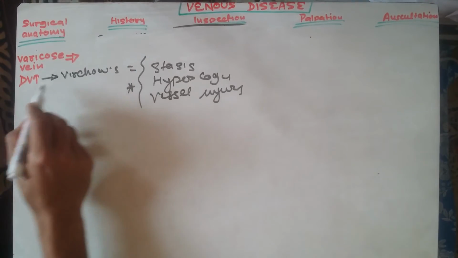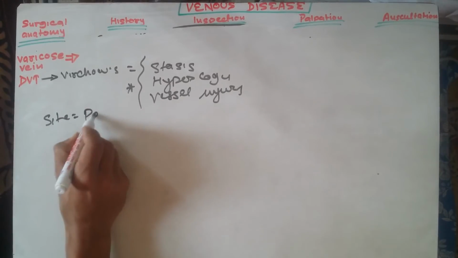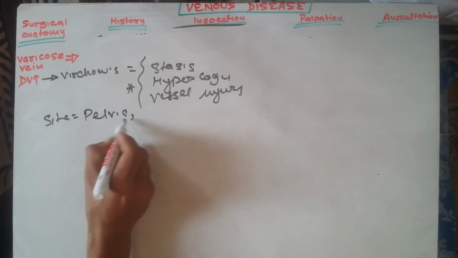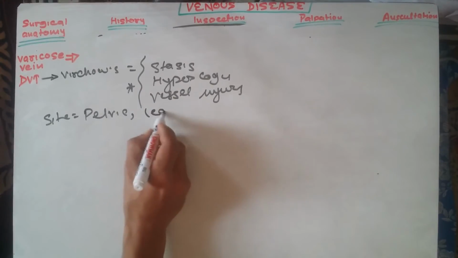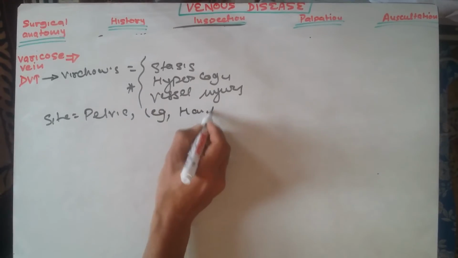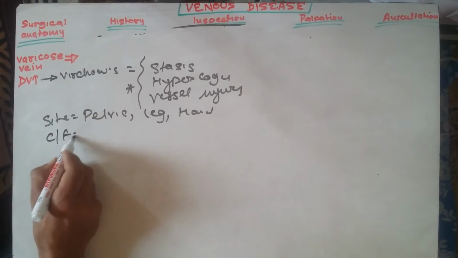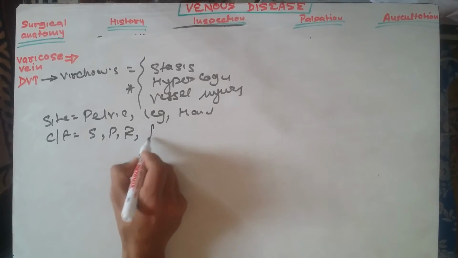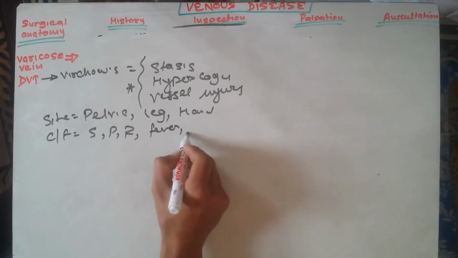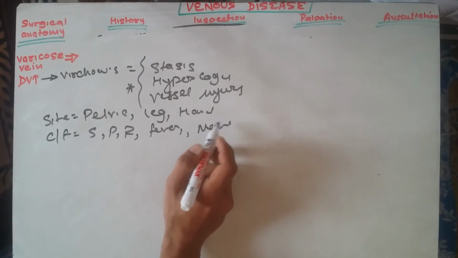Usually the main sites for DVT are the pelvic vein and leg vein, and in some cases it may also include the upper limb, leg or hand. The clinical features of this patient will be swelling, pain, redness, and low grade fever can also be there with difficulty in movement, and the signs will be tenderness, swelling, and three important signs.